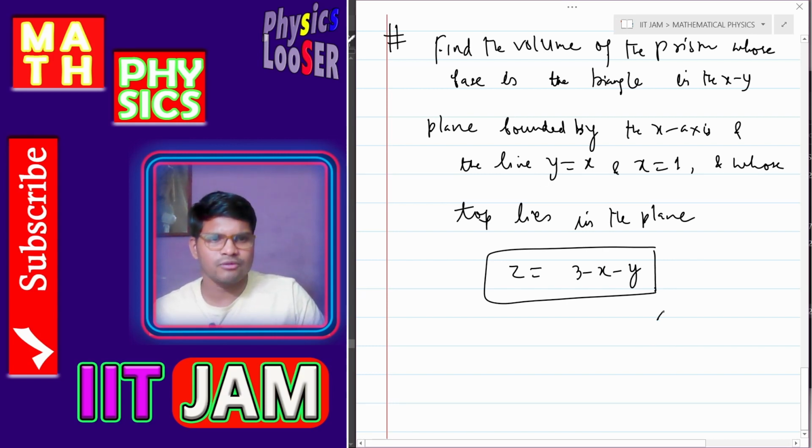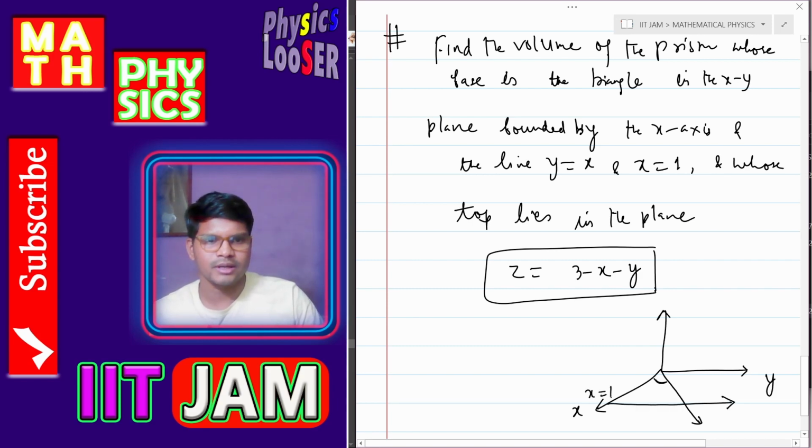Now we can see that first of all there are three axes. They have already mentioned the three axes. So here I am going to write x and y, and they have said that y is equal to x. Then y is equal to x means that this is making a 45 degree angle with x or y. So this is the line y is equal to x, and here there is x is equal to 1. So x is equal to 1 means that you have to take a line like this. Let us say this is x is equal to 1.